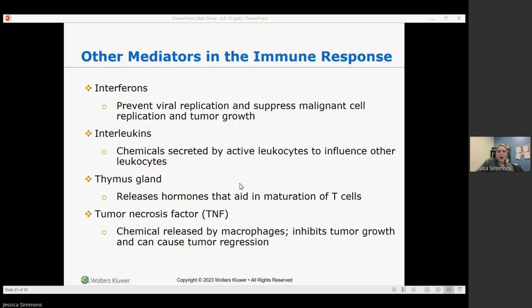We have other mediators. We have interferons, which prevent viral replication and suppress malignant cell replication and tumor growth. Interleukins, which are chemicals secreted by active leukocytes to influence other leukocytes. The thymus gland releases hormones that aid in the maturation of T cells. And then you have tumor necrosis factor, TNF. This is a chemical released by macrophages, and it inhibits tumor growth and can cause tumor regression.